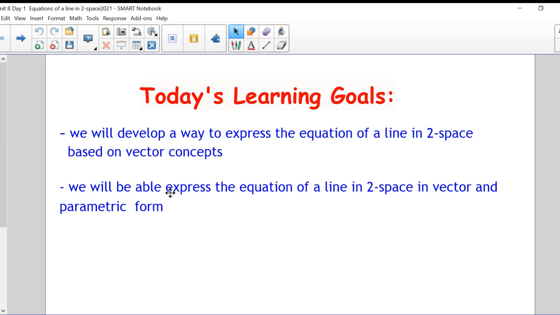All right. We're going to develop a way to express the equation of a line in 2 space based on vector concepts. You've all done y equals mx plus b. That's not new to you. We're going to be able to express the equation of a line in 2 space in vector and parametric form. By the way, you have no homework tonight, but you certainly do need to turn in the homework from last night. Just reminding you of that. I expect that by the end of the day.